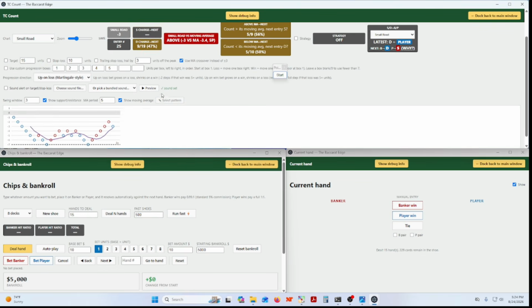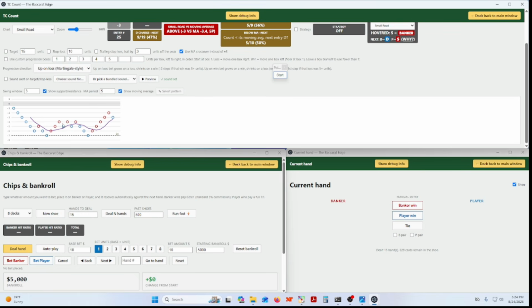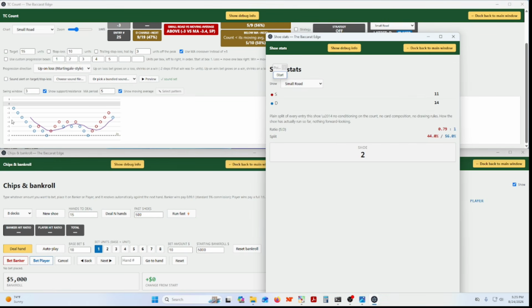Us being at hand 35, go down the small road. You've had some good plays in small road. Red right there, but blue right there. But you don't really start getting into blue till it gets to that moving average. Yeah, when that moving average starts to build, that's when you're interested. But it seems that red is in charge right now because it's above the moving average, and red has been winning lately. And right now we're on the moving average.